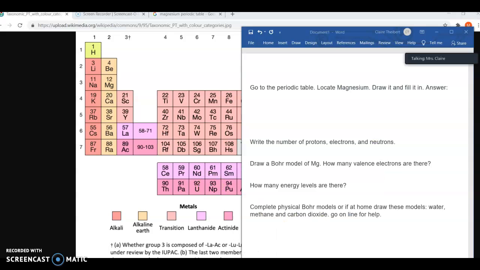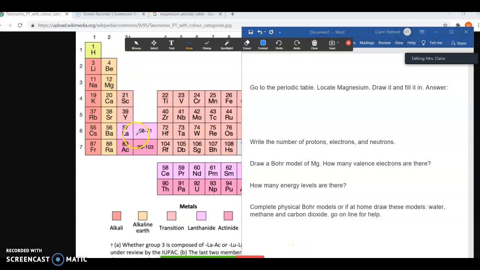Okay, so on this assignment, it says go to the periodic table, which is right behind us, locate magnesium, draw it, and fill it in. All right, so this is our periodic table back here, and this is going to be magnesium, so Mg. And this is a very simple periodic table, so this number right here at the top, that's going to be the atomic number.